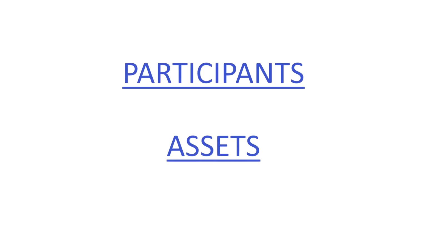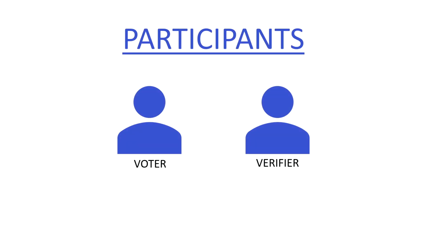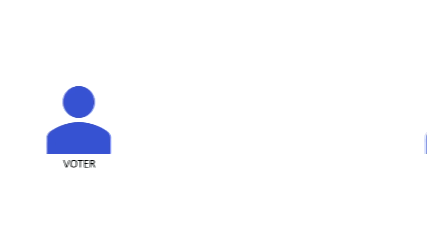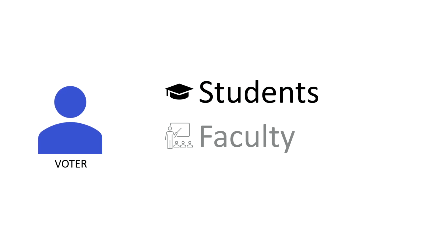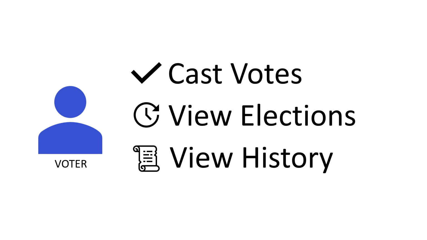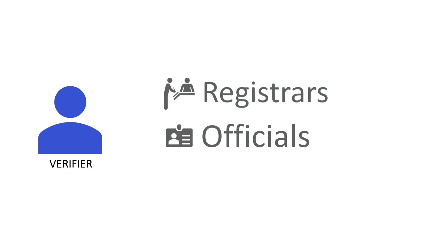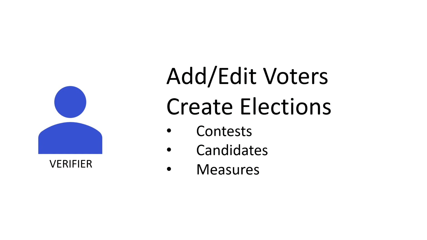The Univote system has two entities, participants and assets. Participants are individuals who make changes to the blockchain, and assets are items that only exist on the blockchain. Univote has two participants, the voter and the verifier. The voter is a standard user in Univote, such as a university student or faculty member. They can cast votes, view upcoming elections that they qualify for, and view their voting history. Verifiers are the administrators of the blockchain network, such as registrars and designated election officials. They can add and edit voters and create elections in their underlying contests, candidates, and measures.